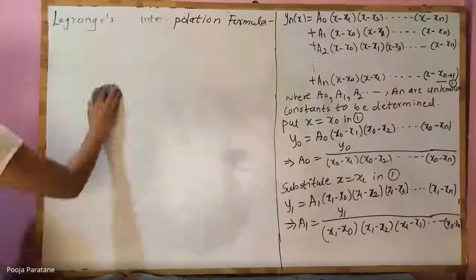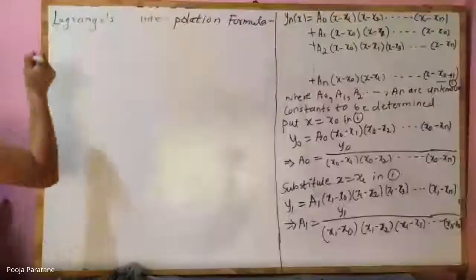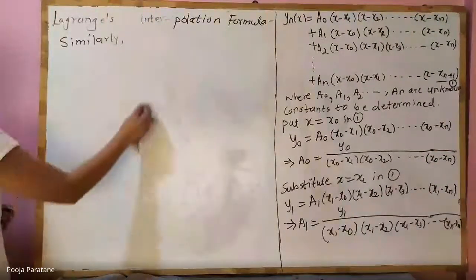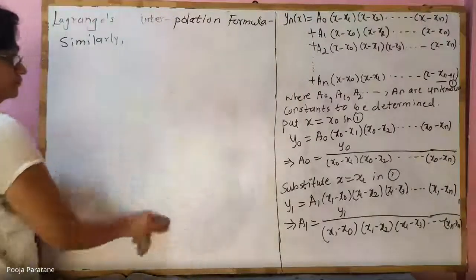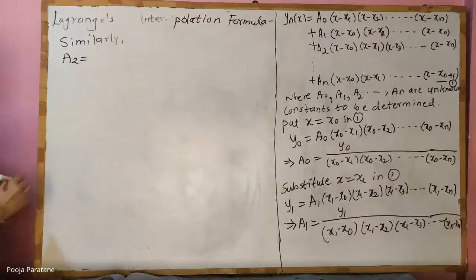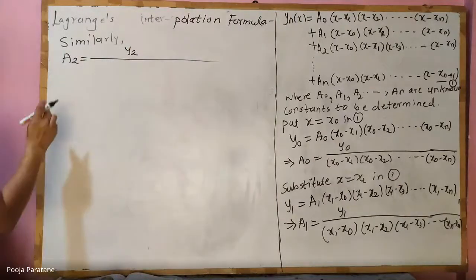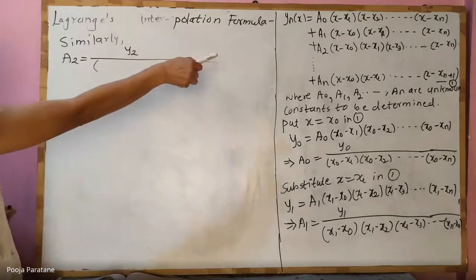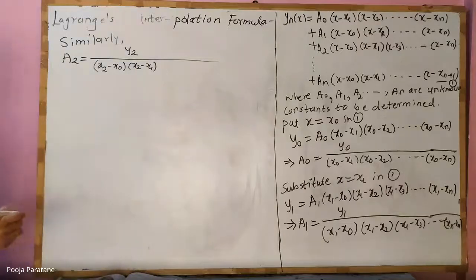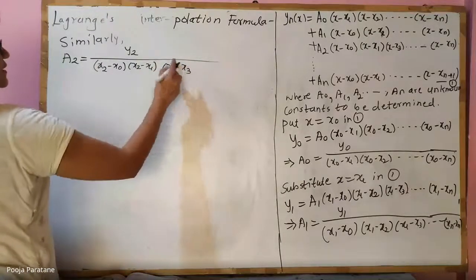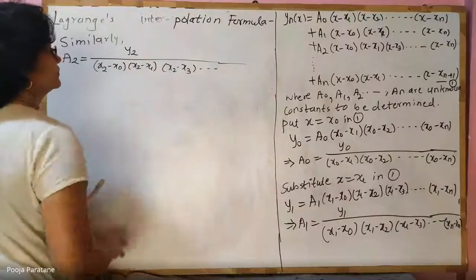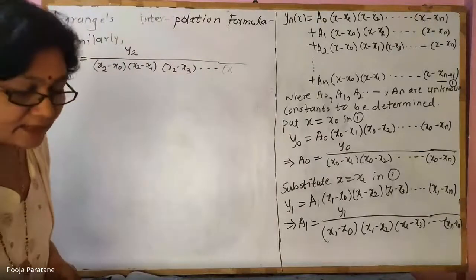Similarly, we'll write a2 and then directly we will write an. A2 can be written as y2, means we can obtain the value of a2 as: here, what is the coefficient of a2? x minus x0 into x minus x1. So just substitute x is equal to x2. So x2 minus x0, x2 minus x1, then x2 minus x3 because the term of x2 will not be there, up to x2 minus xn.